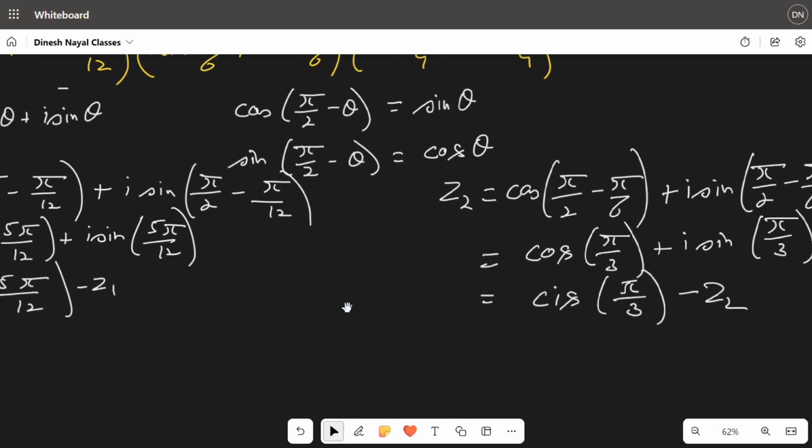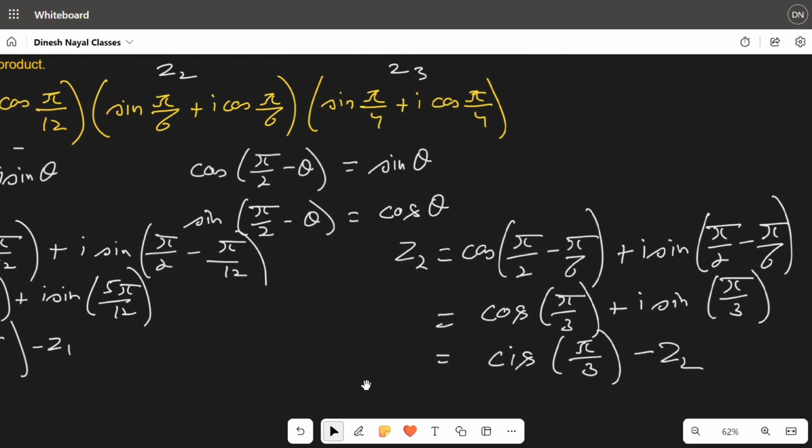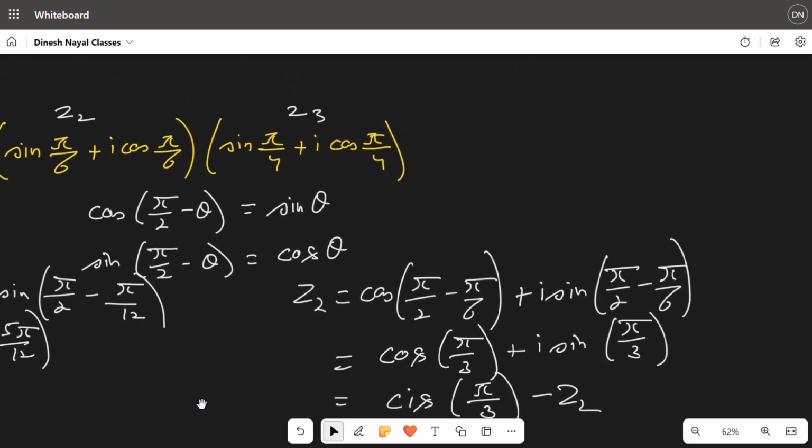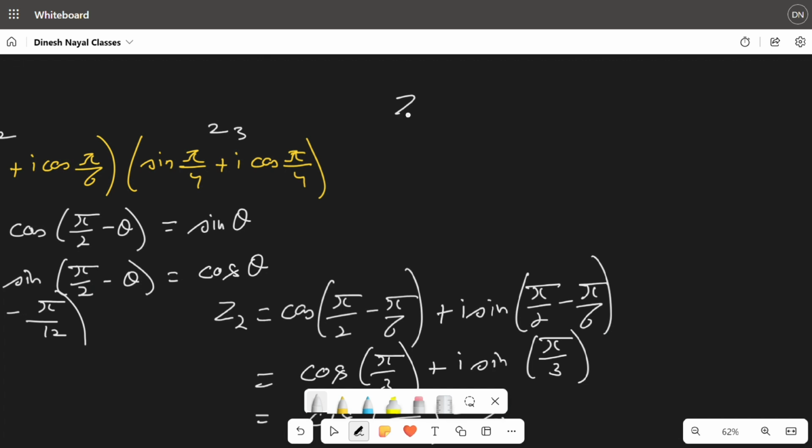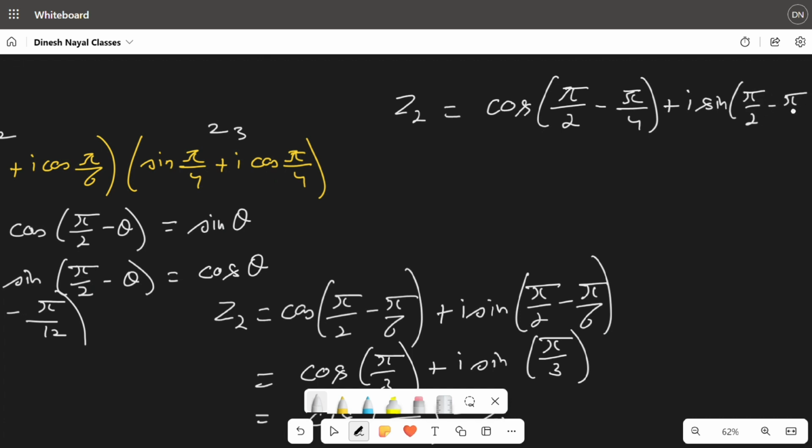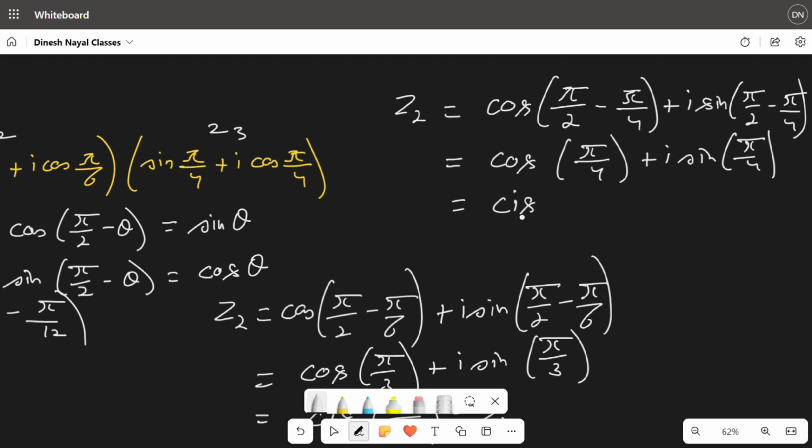Now we have to work for Z3. Z3 is sine pi by 4. So for Z3, let's solve it over here. See, sine pi by 4, we can write cos pi by 2 minus pi by 4 plus i sine pi by 2 minus pi by 4. Okay, so what is pi by 2 minus pi by 4? Again, using the LCM, this is actually cos pi by 4 plus i sine pi by 4. So you can write this as cis pi by 4. This is Z3.